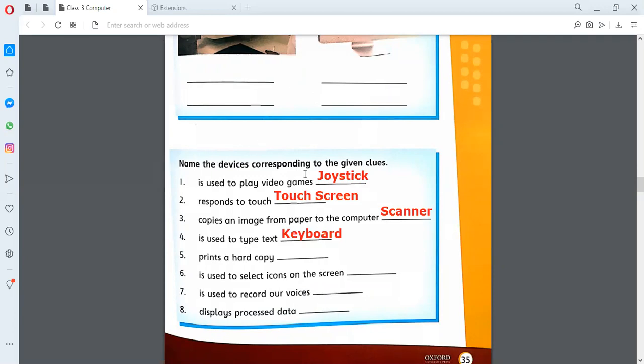Now question number 5, or the hint number 5. It is telling us that dash prints a hard copy. Which device prints a hard copy? The device which prints a hard copy, we can touch that device and we can also touch that hard copy. A hard copy is the permanent one, like your book, like the paper you are getting, the words are written on it. You can touch that paper, but you can't change it. You only read it and touch it. What is the name of that device?